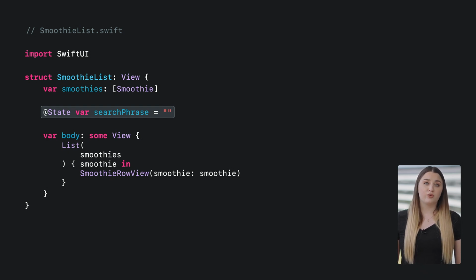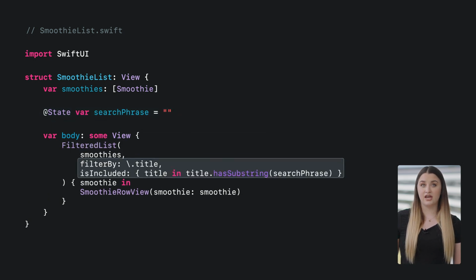I built a new reusable view called filtered list that is similar to list, but allows me to pass 2 additional arguments to the initializer that specify how to filter the smoothies. The first is a key path to the property on smoothies that I want to filter by, and the second is a function to compute whether the smoothie should be included in the list based on that property. In this case, the smoothies will be filtered by their title, and a smoothie will be included if the title has the search phrase as a substring.